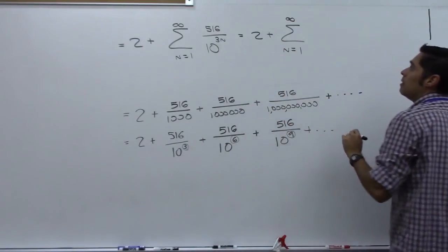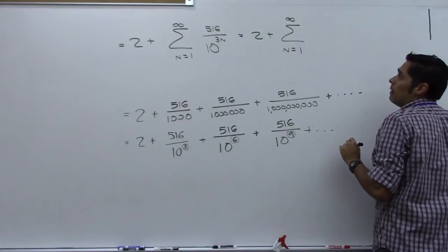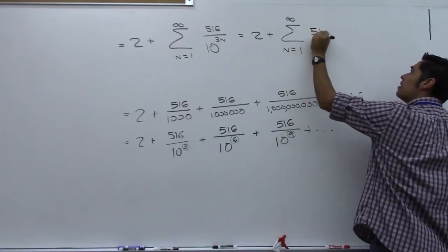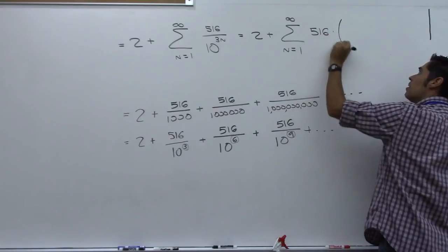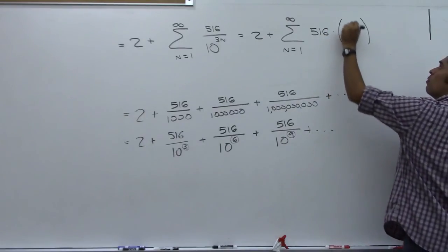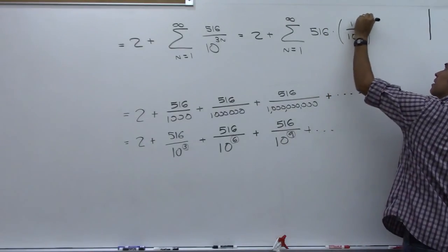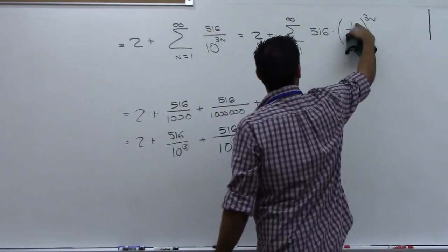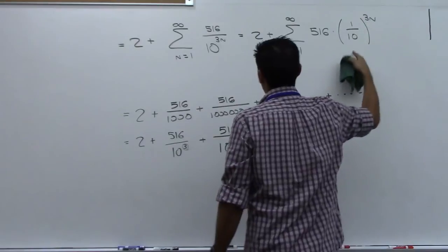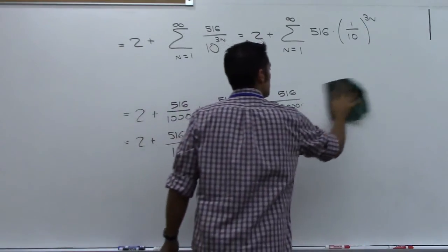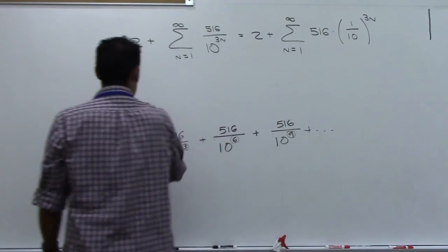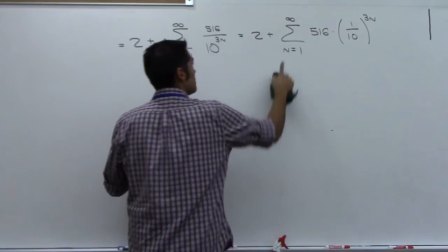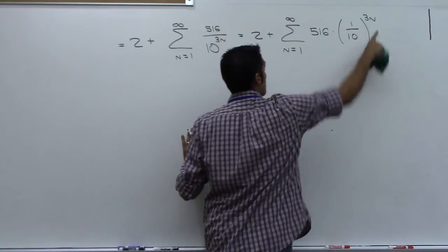Okay, and then what do we want to do? Let's take the 516 here times, let's look at this as 1 over 10 to the 3n. So 1 to the 3n is still 1, 10 to the 3n is 10 to the 3n on the bottom. Now remember, I need to make this for geometric. If I'm going to start my index at 1, I need to make that an n minus 1.